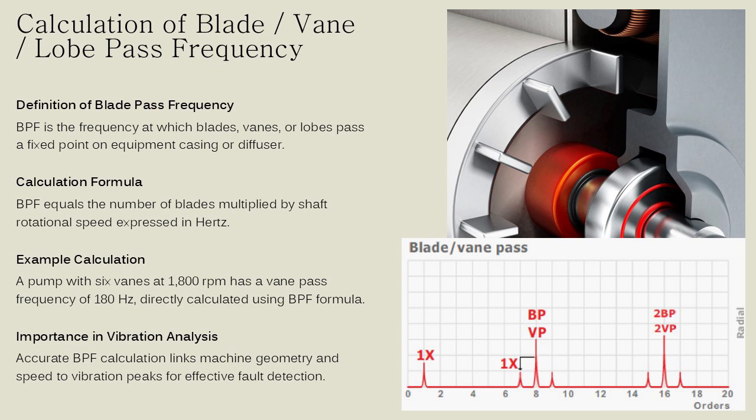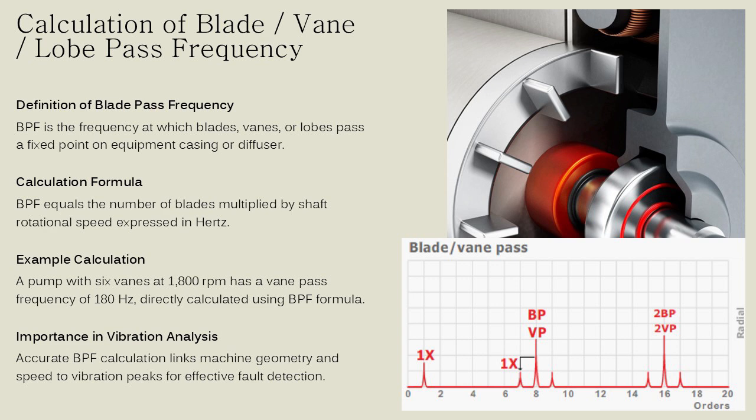BPF equals the number of blades, vanes, or lobes multiplied by the shaft rotational speed. When speed is expressed in revolutions per second, Hertz, the resulting BPF is also in Hertz. For example, a centrifugal pump with 6 impeller vanes operating at 1,800 revolutions per minute, 30 Hz, will have a vane pass frequency of 6 times 30 equals 180 Hz.